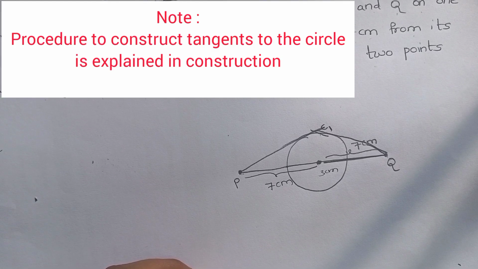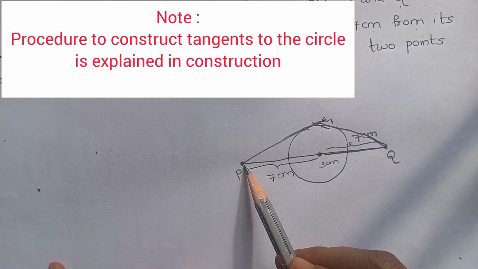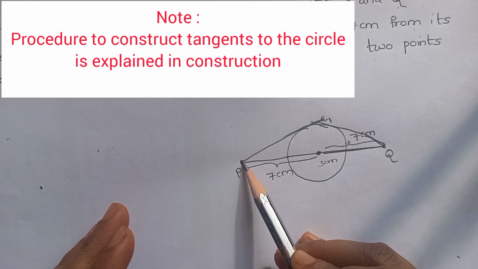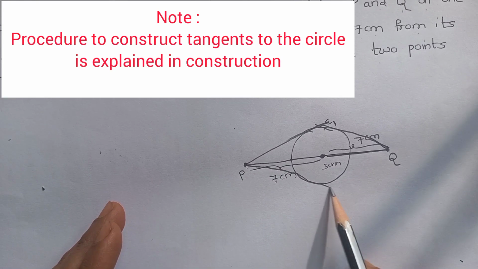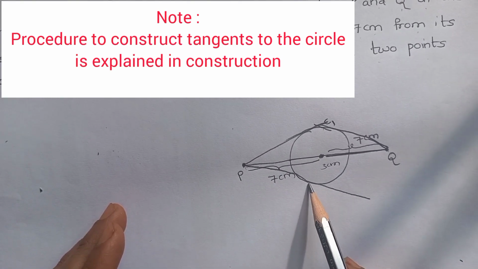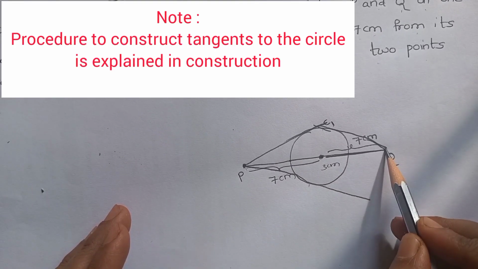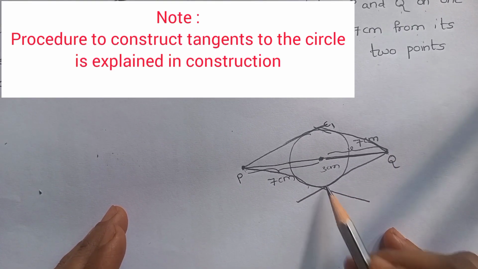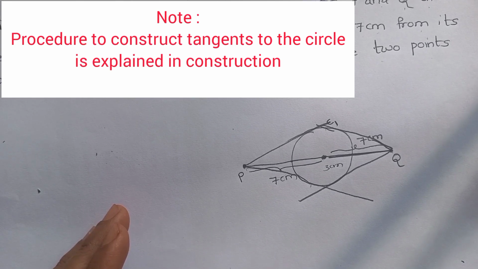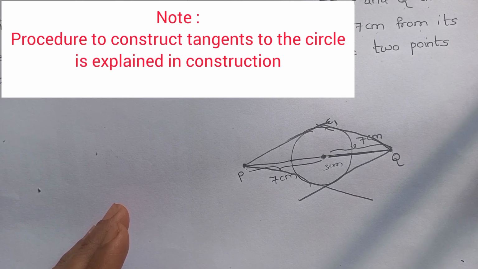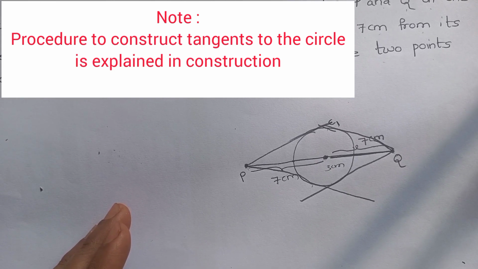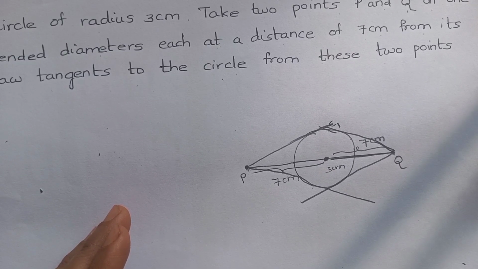like this. We know that from the external point we can draw 2 tangents, right? So from the point P, let us draw another tangent to the circle C1. Then from the point Q, let us draw another tangent to the circle C1. But to construct a tangent from the external point, we have to follow some steps, right? Let me explain that in construction.